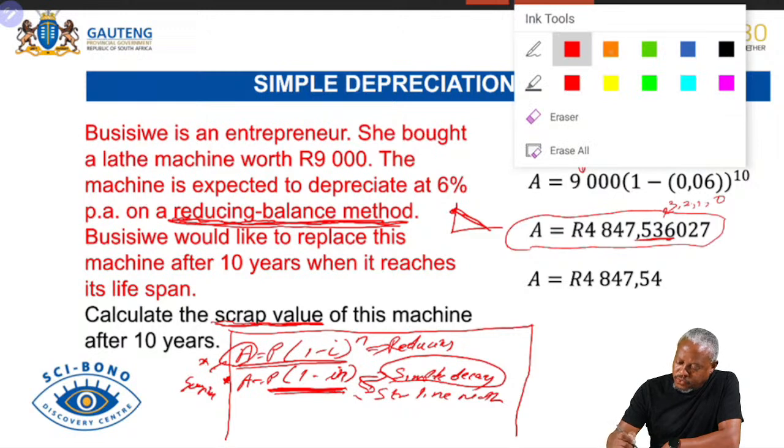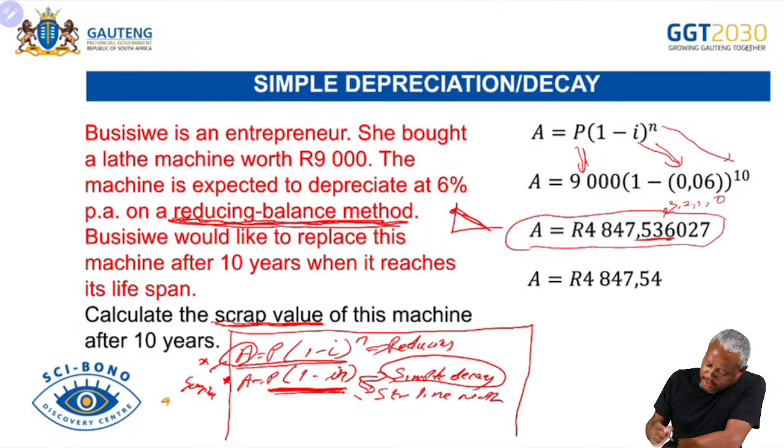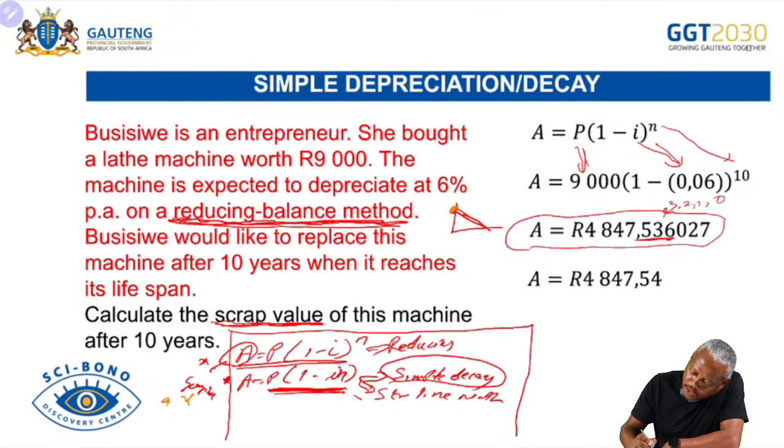Let me choose. It's the same. Oh, I'm almost similar. The other one was the one that goes like this. Now, this one.